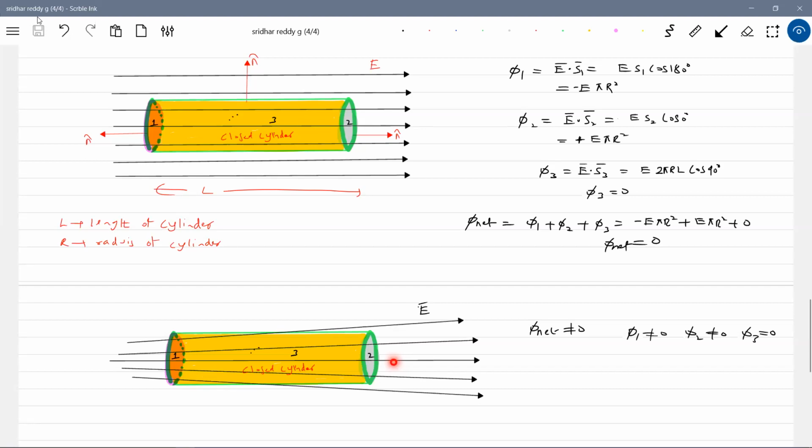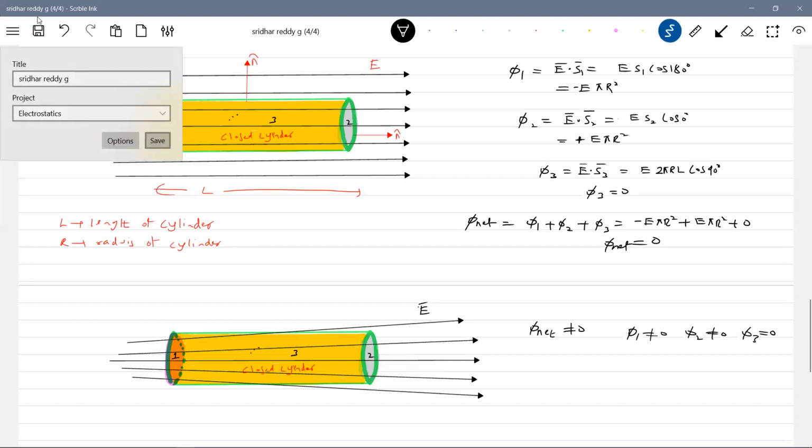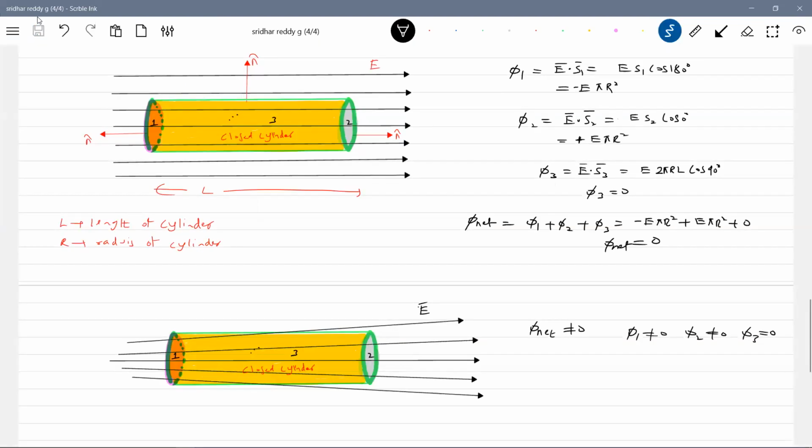So rather than saying how many lines entered and how many left, and the difference of that, I'll just calculate the flux. If it is non-zero, what does it mean? The number of lines of force entering is greater than those leaving. So like this, the better picture of lines of force we can express with the help of the flux concept. Any doubts you can clarify?